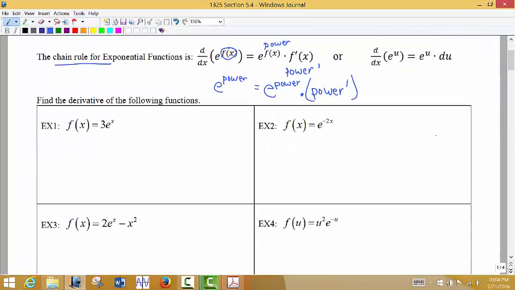For example, if we have f of x equals 3 times e to the x, and I want to take the derivative of this, any constants that are being multiplied times e, we can just bring them on down. Then we want to take the derivative just of the part that contains the variable, so e to the x. Well, what's the derivative of e to the x? That's just e to the x. So the derivative of that is exactly the same as the original function.